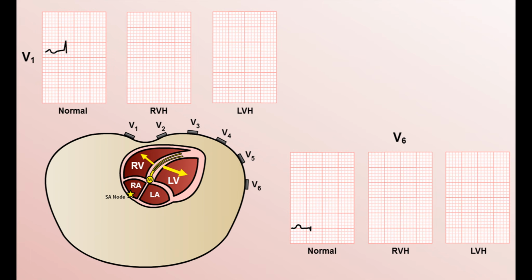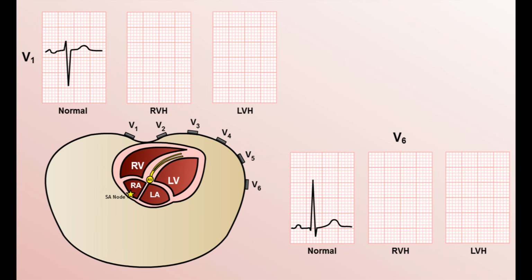As the muscle mass of the left ventricle is normally much greater than that of the right, the net vector of the main phase of ventricular depolarization is directed away from V1 and towards V6. Thus, V1 registers a deep negative deflection, and V6 registers a tall positive deflection.